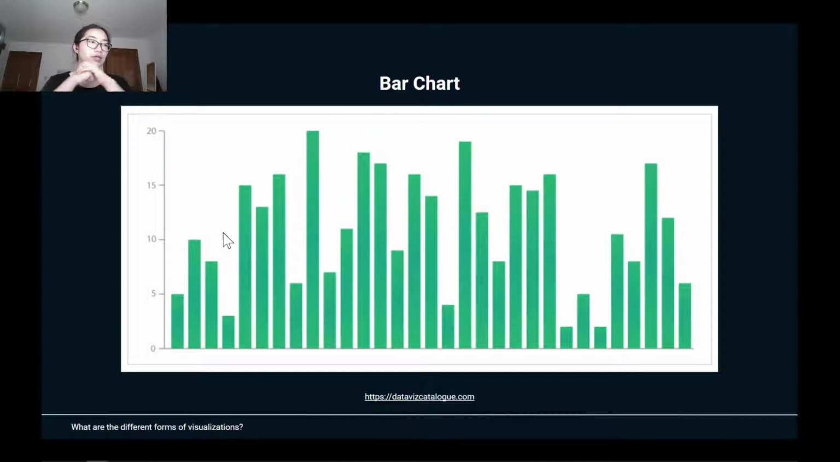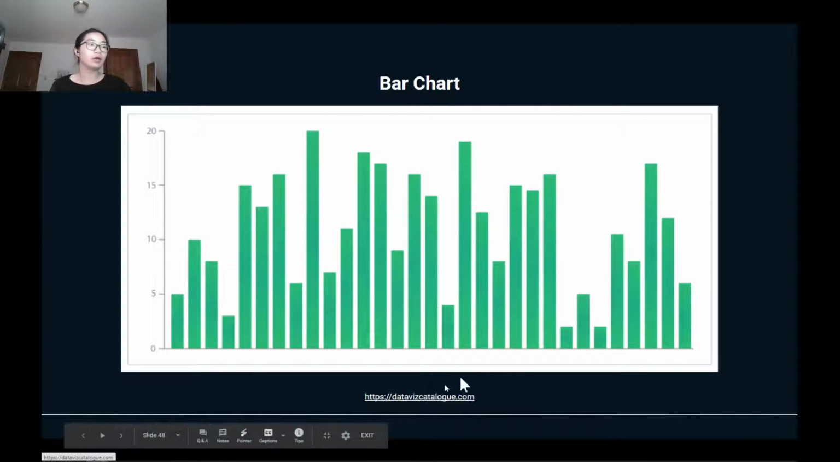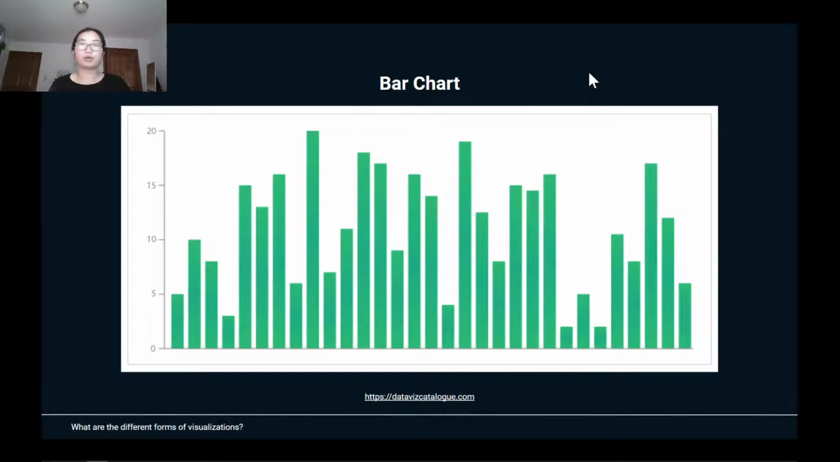So the first one is the bar chart. I pulled this from DataViz Catalogue. You can explore all the different types of charts here. But it's important to understand that for bar charts, you should use them for categorical data. And what that means is data that doesn't really connect with each other. For example, countries, right? Canada, United States, Germany, Japan. These are categories. Another example would be names of people. They're usually not linked to each other. They kind of belong to a broad category.